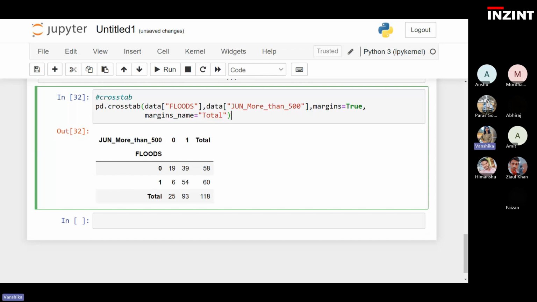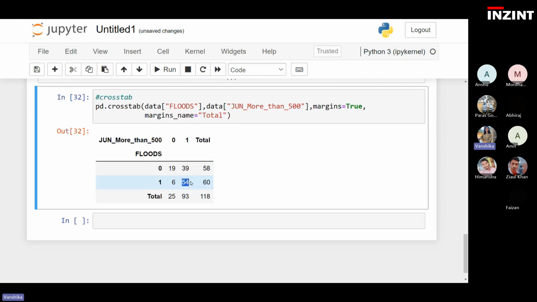Now please, for a minute, have a look at the table and understand it. What information is it conveying? These are the instances. Okay, there were 19 cases when floods did not occur and the rainfall was also less than 500 millimeter. There are 6 cases where floods occurred but rainfall was less. 39 cases where no floods were there but rainfall was more. And there were 54 cases जहाँ पे rainfall was also high and floods also occurred.